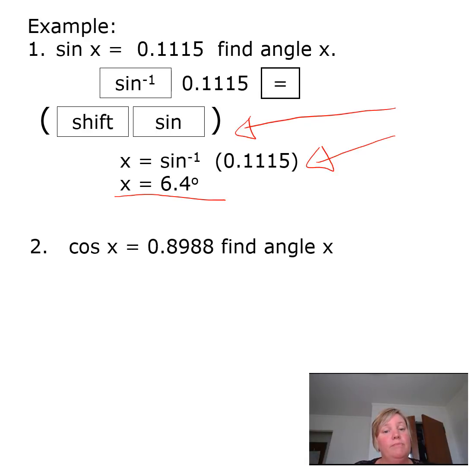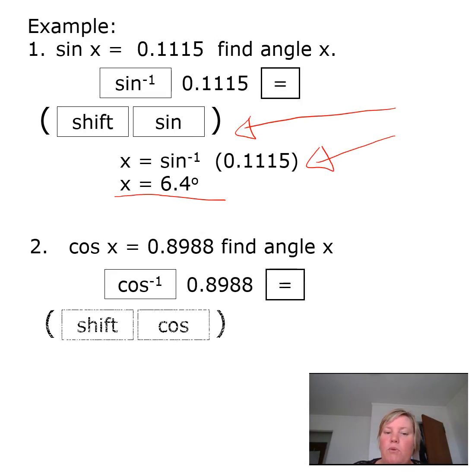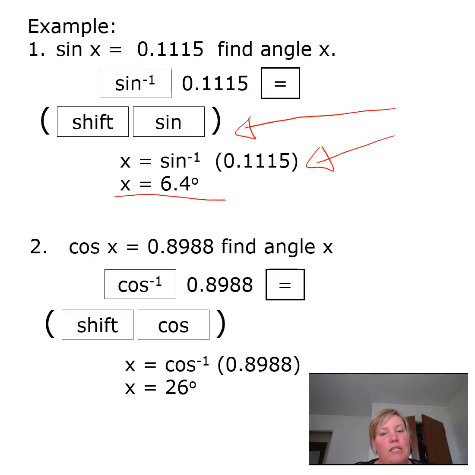Cool. Let's try it for this one. Cosine of x equals 0.8988. We're going to find the original angle. So again, cos -1, put the number in, press equals. Remember that shift cos. Whenever you're finding an angle, you're going to press shift cos, and you should get 26 degrees. Got it? Awesome.